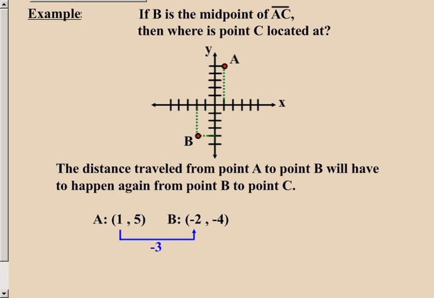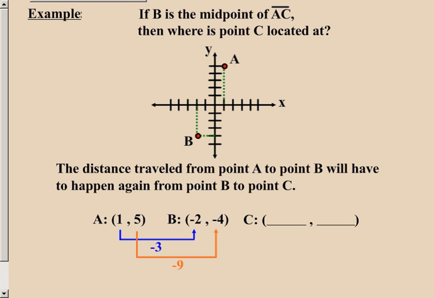Okay, now let's look at the same information on the y values. Point A was way up at 5 on the y-axis. Point B was all the way down to -4 on the y-axis. How much of a change is that, getting from point A to point B? That is a change of -9 units. Okay, now why is that important? Because we are going to apply the same amount of change to get from point B now to point C.